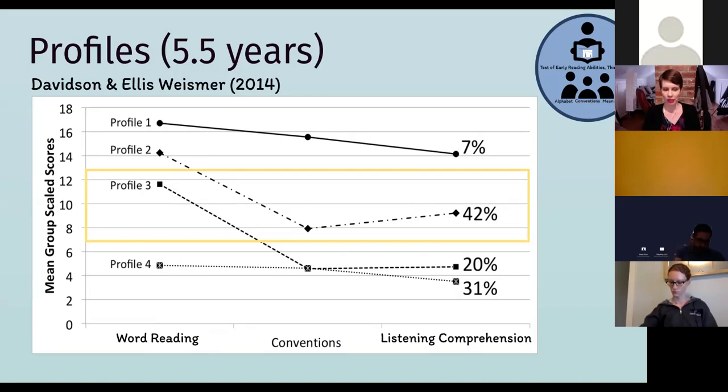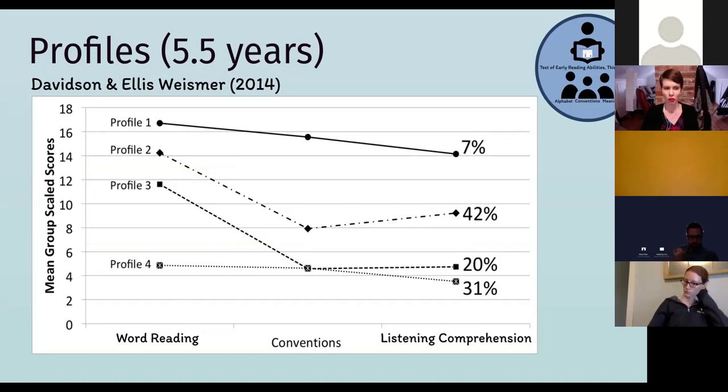And then lastly, in profile 4, we see that mixed deficit. These are individuals that are having difficulties with word reading abilities, as well as listening comprehension abilities. And this accounted for 31% of the individuals in our sample. So if we look across all of these profiles that were having comprehension difficulties at age 5.5, that accounted for 93% of the children in our sample.